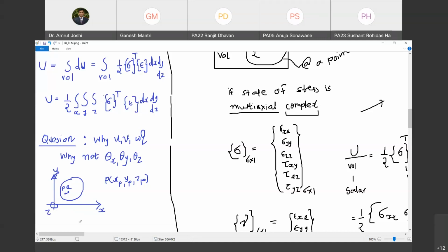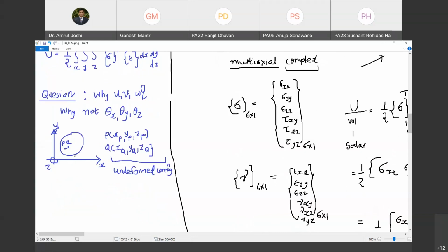So what are the coordinates of P? XP, YP, and ZP. And the coordinates of Q are XQ, YQ, and ZQ. Agreed? These coordinates are in the undeformed configuration.